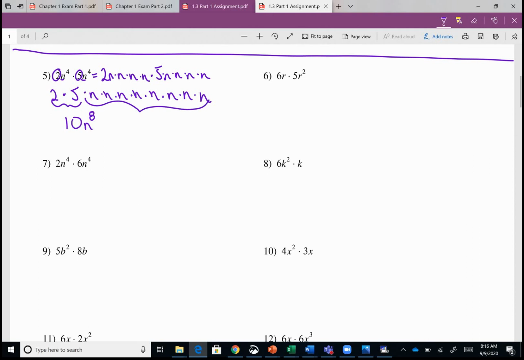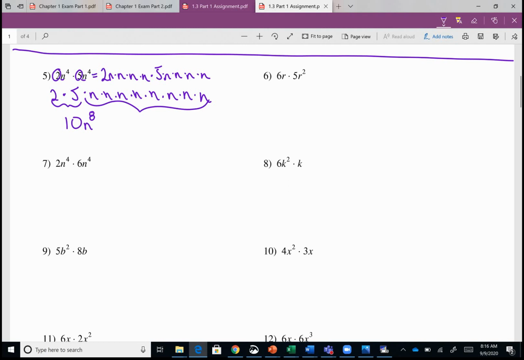So don't let that coefficient, that number in front of the variable, throw you off. It doesn't have an exponent. So we're just going to multiply those coefficients together, and then we're going to keep adding our exponents. Let's do number 6 together, and then I'm going to give you guys a chance to take a look at the rest of those on the front side of the sheet.